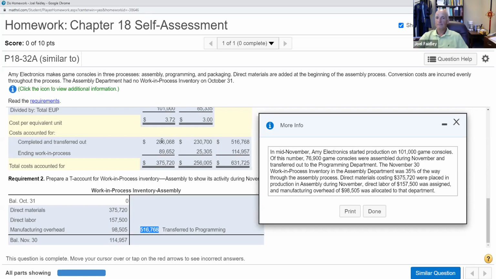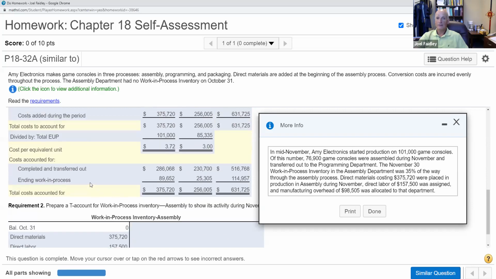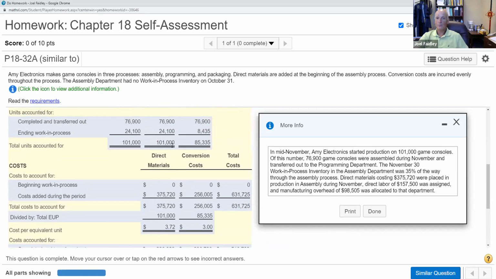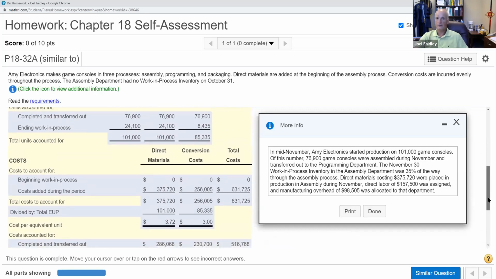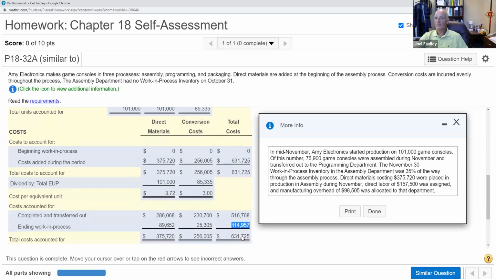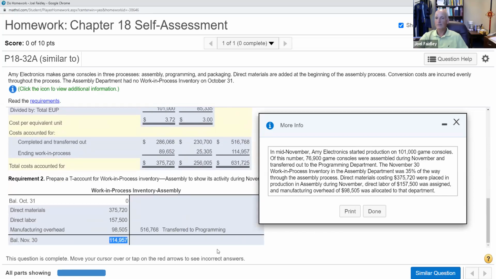All right, and then the second part of this, the ending work in process, you're using that $3.72 times 24,100. I don't know if I can get all that on one page. Yeah, I can. $3.72 times 24,100 is 89,652. $3 times 8,435 gives me 25,305. And so that tells me what should be on my balance sheet for inventory and work in process. And there it is, 114,957.